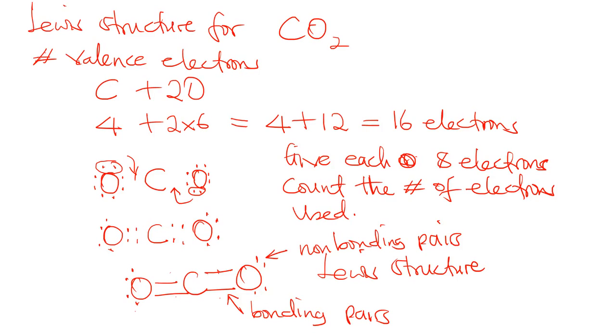Because you'll be asked to identify which ones are bonding pairs, which ones are non-bonding pairs. So the ones that are between the two atoms are called bonding pairs because they form chemical bonds. And the ones that do not connect to the atoms are called non-bonding pairs because they do not form a chemical bond. Thank you.